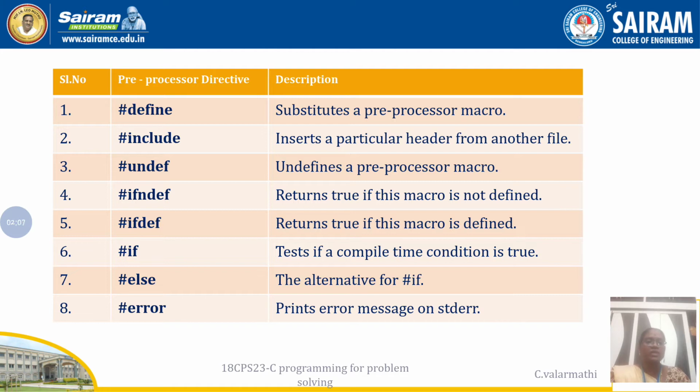The first and most popularly used preprocessor directive is #define. I already explained it in the previous videos. #define substitutes a value for some string. For example, the statement #define PI 3.14 means that wherever PI occurs in your C program, 3.14 will be substituted. That is the meaning of #define. This is called macro substitution.